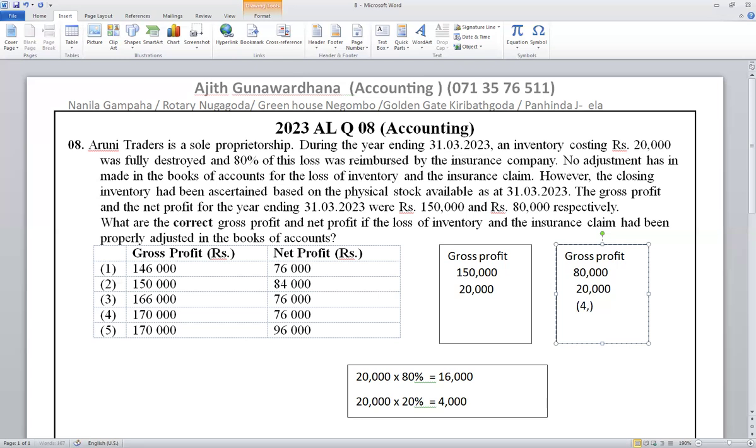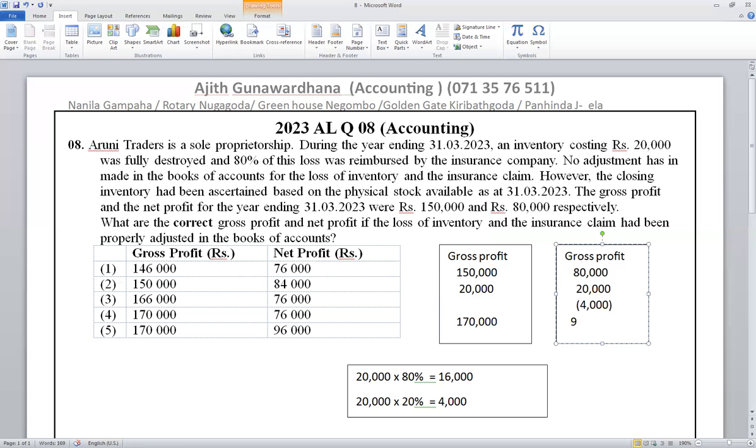They ask for the correct gross profit and correct net profit. There are two things you have to consider. First, 20,000 should be recorded under cost of sales calculation, but it has not been recorded. Therefore, cost of sales increases and gross profit decreases. For correction, it should be added to the gross profit. If gross profit increases, it automatically affects net profit also. Therefore, 20,000 should be added to both gross profit as well as net profit.